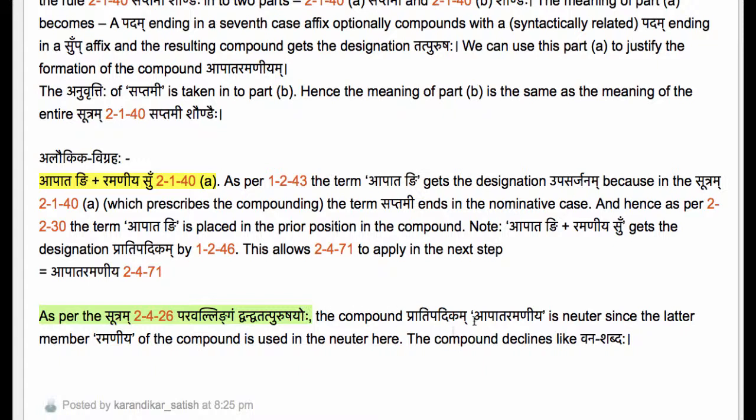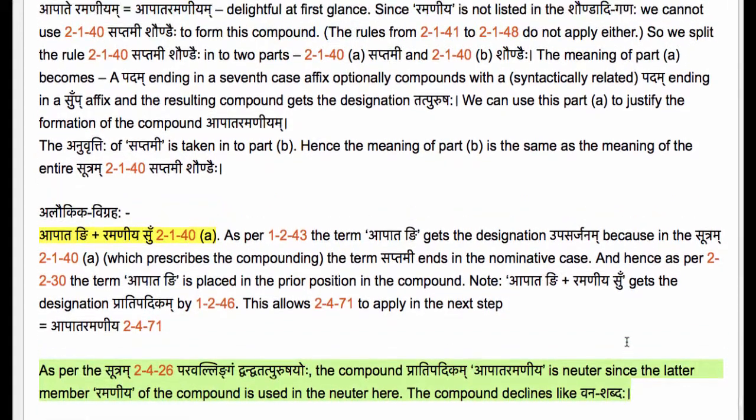Now, as per the Sutram 2426, Paravalingam Dvandvatatpurushayoho, the compound Pratipadikam Apata Ramaniya is neuter, since the latter member Ramaniya of the compound is used in the neuter gender here. Ramaniya is an adjective, it could go in all three genders. The present example we have used in the neuter, so that's what makes the entire compound neuter. It declines like the Mana Shabdaha.